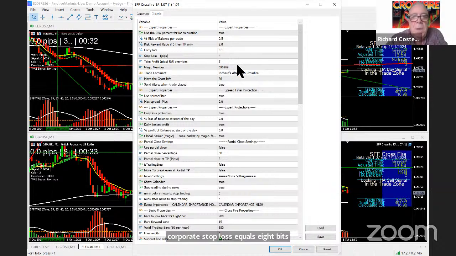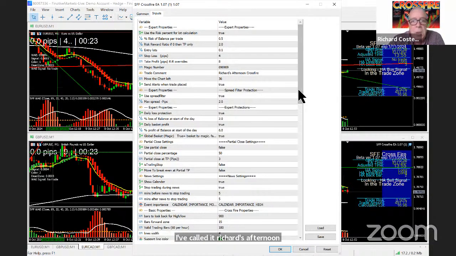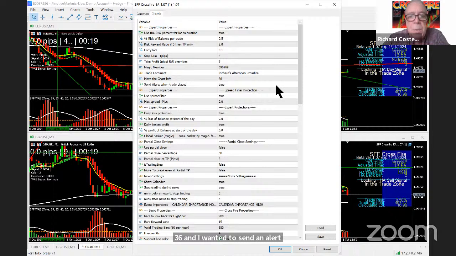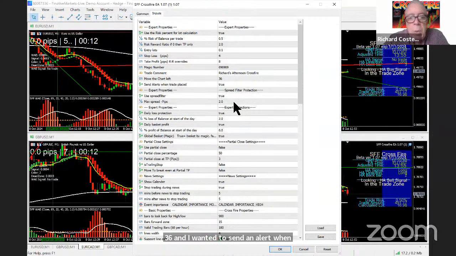I've got a unique magic number for all of these 4 pairs. I've called it Richard's Crossfire, afternoon crossfire. I've moved the chart to the left to 36, and I wanted to send an alert when a trade is placed. I want a maximum of 2 pips spread. If it goes above 2 pips, I don't want the assistant to take a trade.